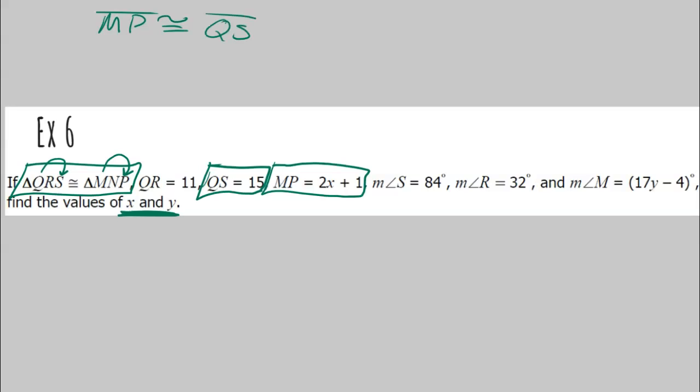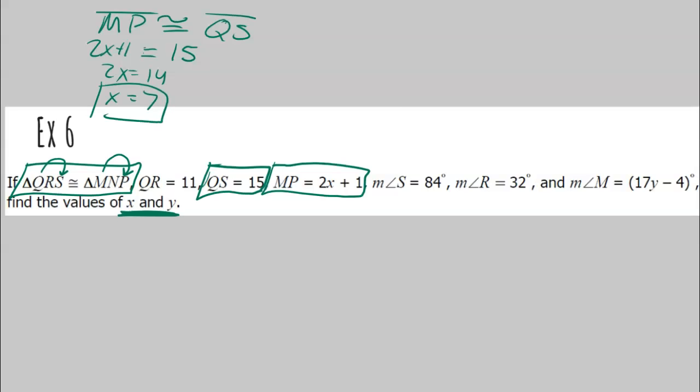We can go ahead and set up our equation, which is 2x plus 1 is congruent to 15. We can go ahead and solve for x. When I say congruent, I mean equals. When it's an algebra problem, we change it to an equal sign, but in geometry, it's congruent. We subtract 1, so that's 14 equals 2x. X equals 7. All right, so that's solved for.